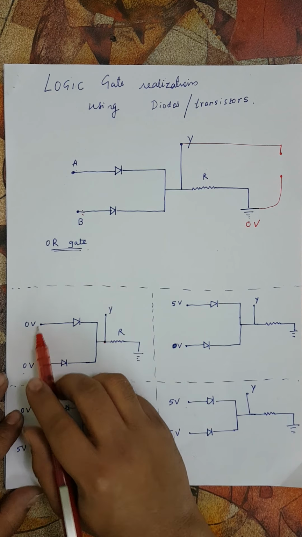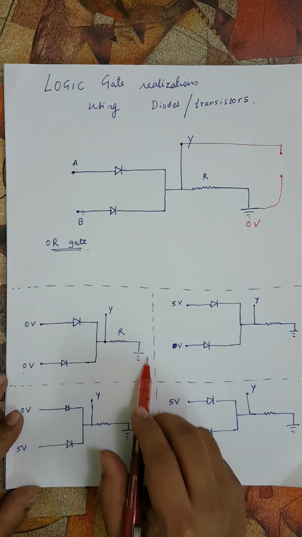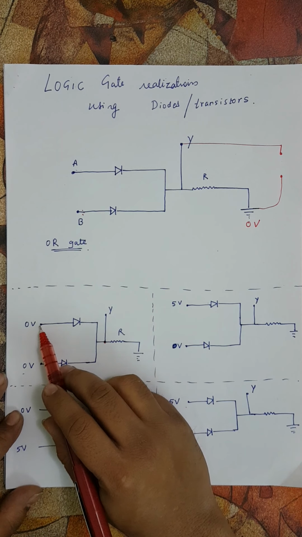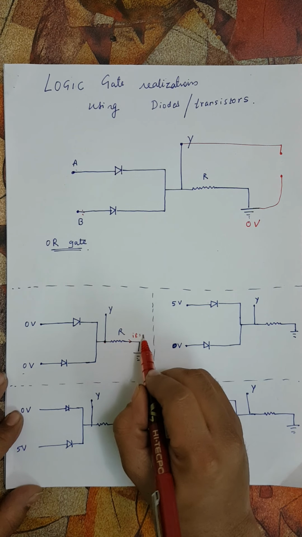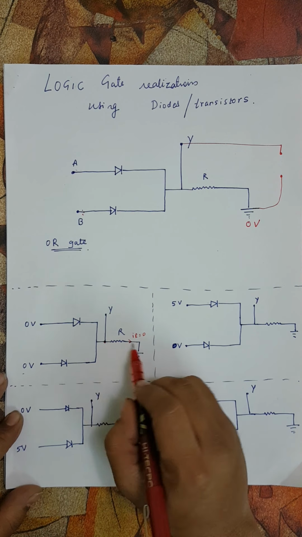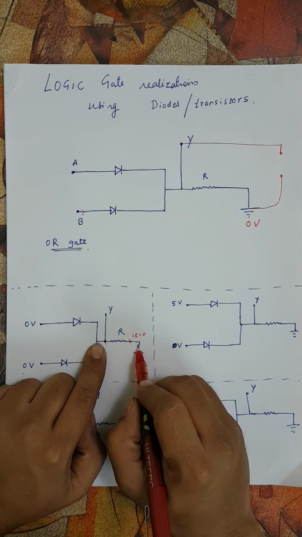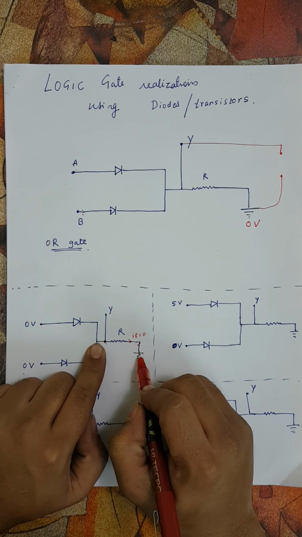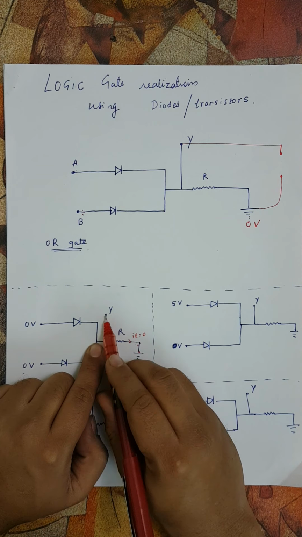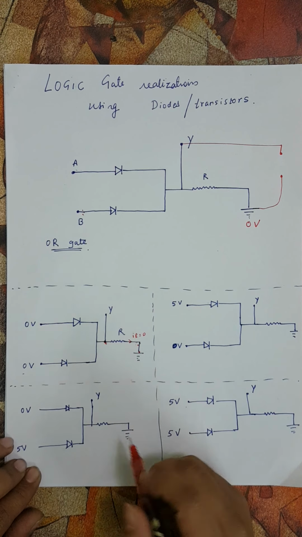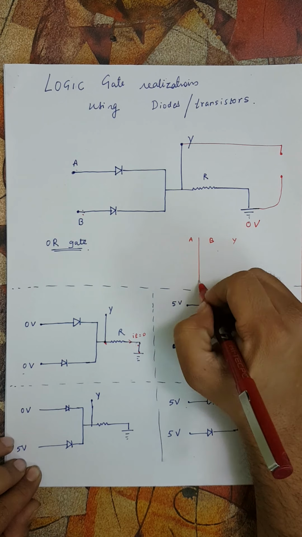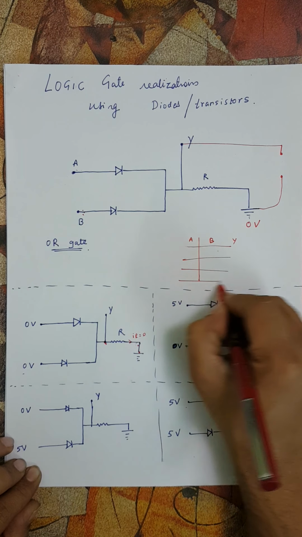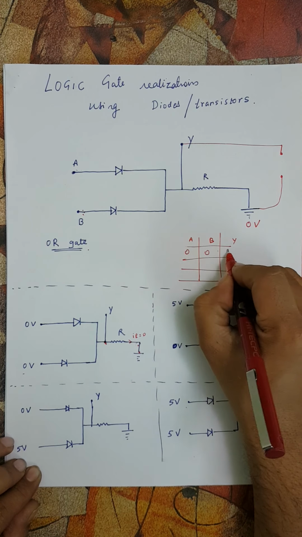What if we supply 0 volt, 0 volt here? Then no current flows, and if no current flows, IR is equal to 0, so the potential difference across the resistor is 0. This potential and this potential are the same, and this is earth potential, which is 0, so the output is 0. So if you make a truth table, 0 0 means 0.